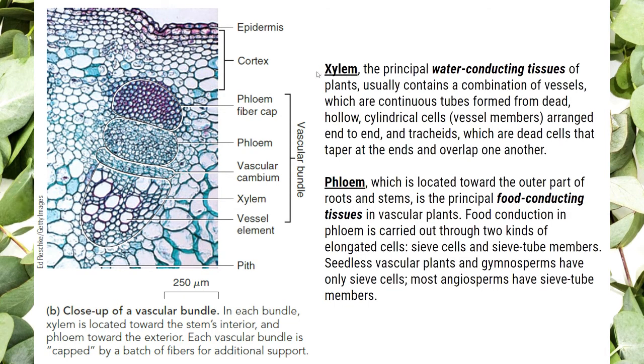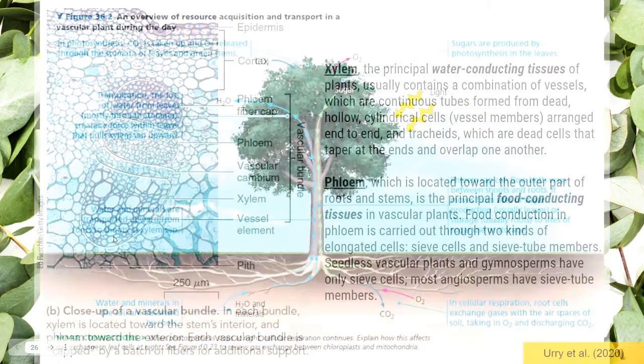The xylem is responsible for conducting water. Phloem is responsible for conducting the food, or the products of photosynthesis. Food conduction in phloem is carried out through two kinds of elongated cells, sieve cells and sieve tube members. This is how they look under the microscope: phloem on top of that elongated shape, and xylem at the bottom.